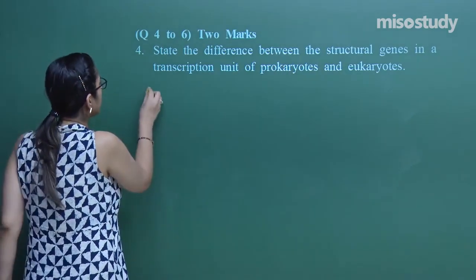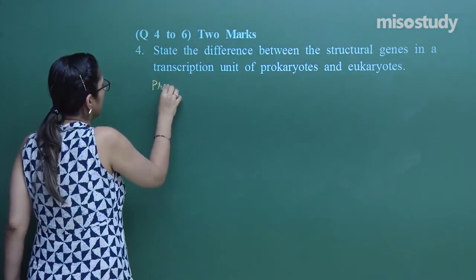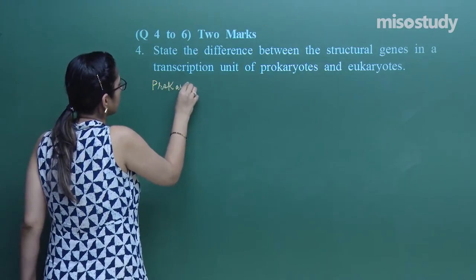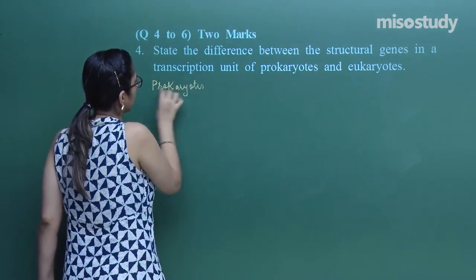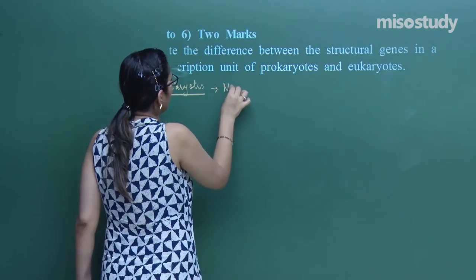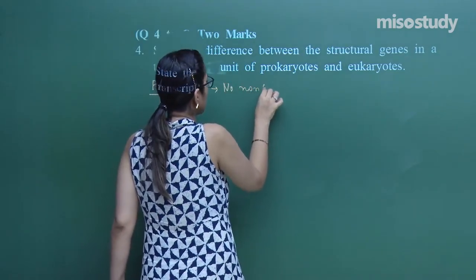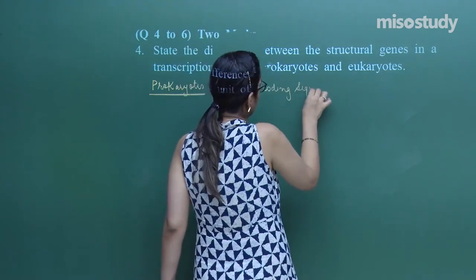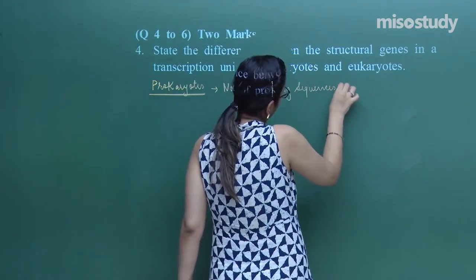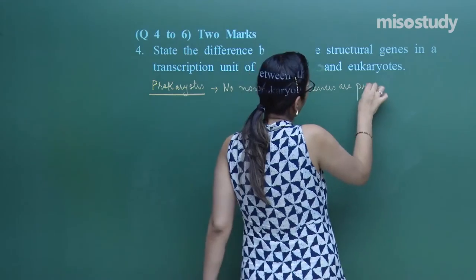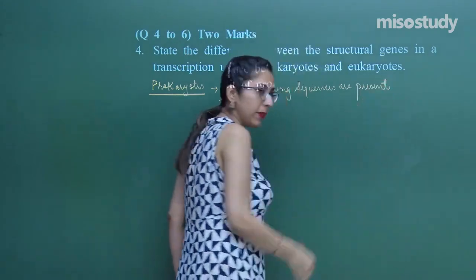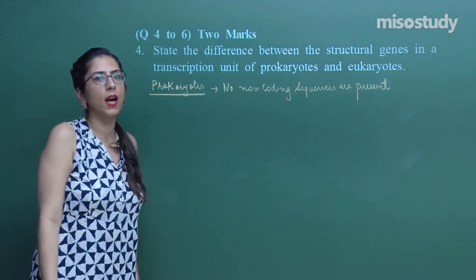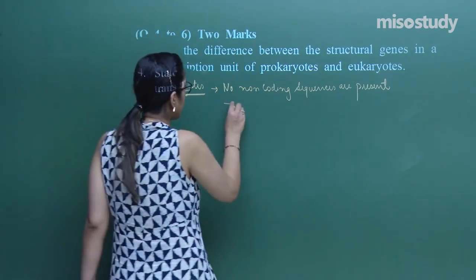Let's discuss these. Now, the structural gene of prokaryotes. In case of prokaryotes, no non-coding sequences are present. That means the introns are not present. So can I say no introns?